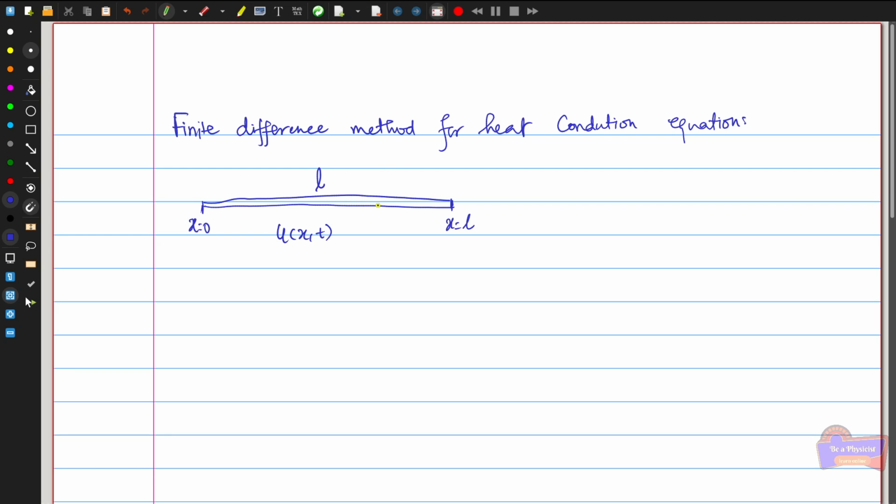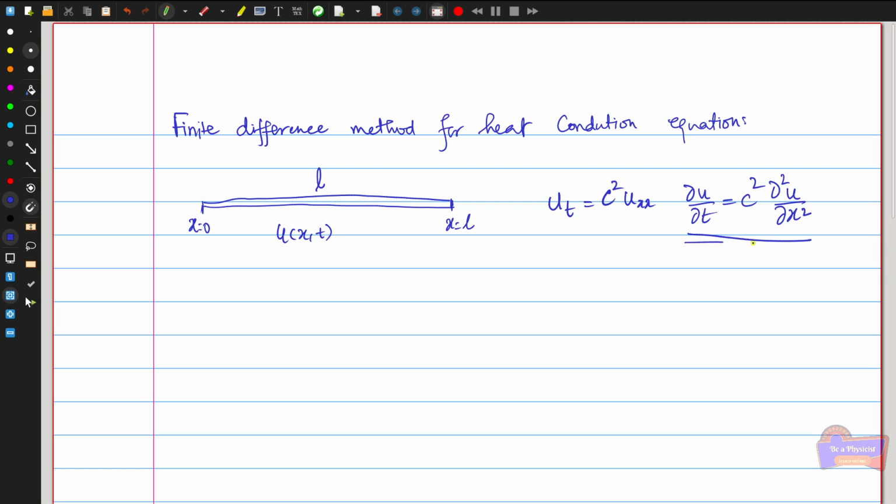The partial differential equation governing this flow of heat in the rod is given by u_t equals c squared into u_xx, which is nothing but dou u by dou t equals c squared into dou squared u by dou x squared. Here u refers to the temperature, and how this temperature varies with respect to time t and space x. This equation governs heat conduction. The limits for x are 0 to L, at any time t greater than 0.